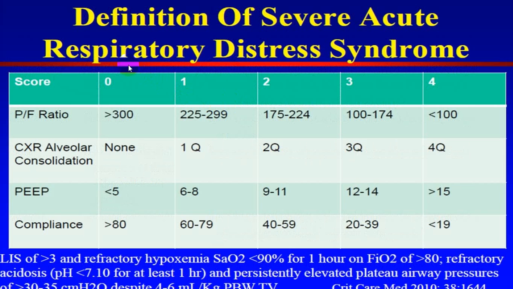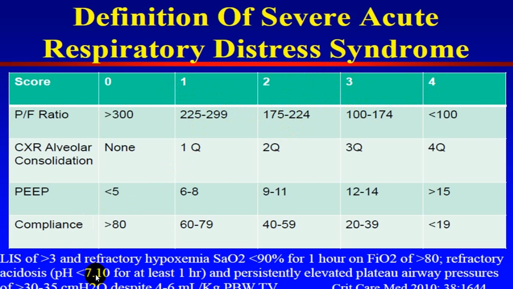So these are those particular things which are being utilized. If the PF ratio, we call PaO2 to FiO2 ratio, is more than 300, by and large we call it 0. 225 to 300, a score of 1 is given. If between 175 to 224, a score of 2 is given. 100 to 175, 3, and less than 100, 4. So these are the scores given.